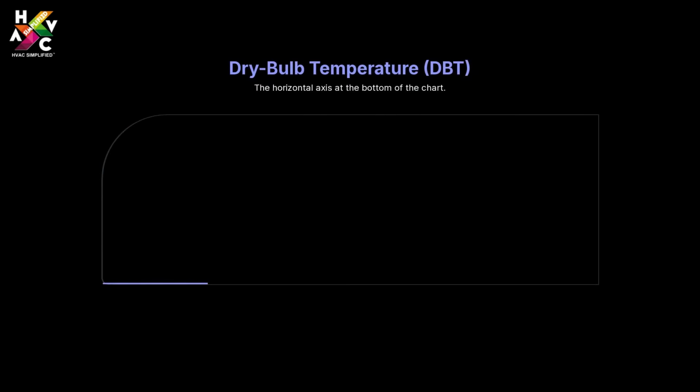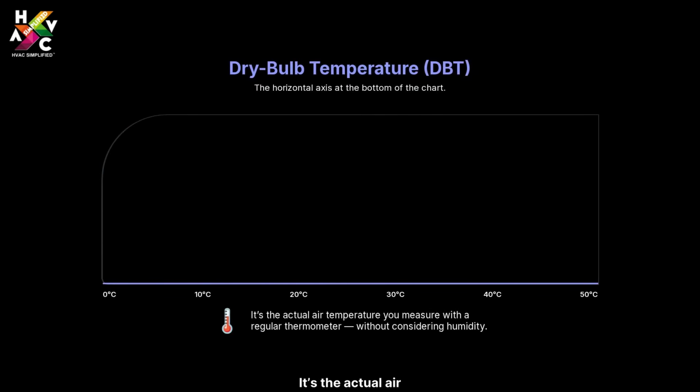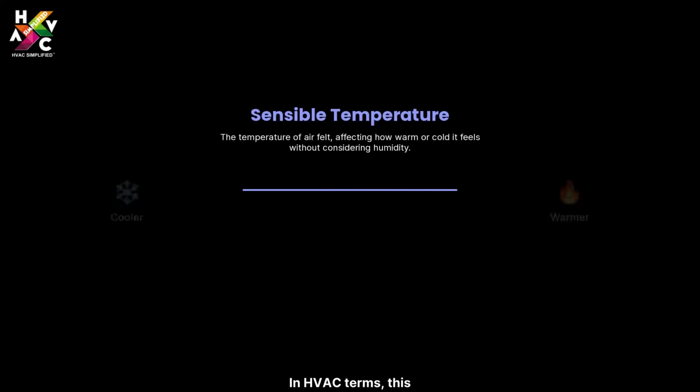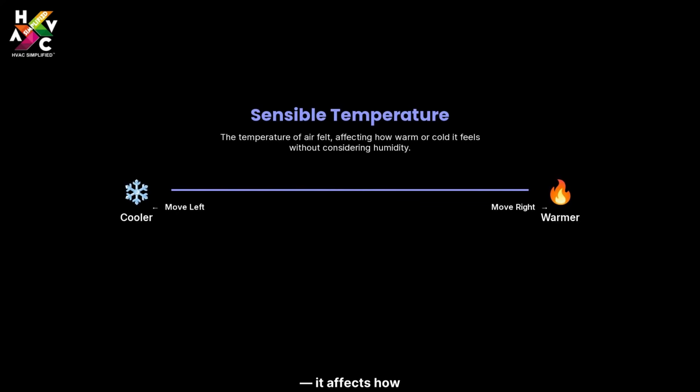This is the horizontal axis at the bottom of the chart. It's the actual air temperature you measure with a regular thermometer, without considering humidity. In HVAC terms, this is your sensible temperature. It affects how warm or cold the air feels. As you move right, the air gets warmer. Move left, the air gets cooler.